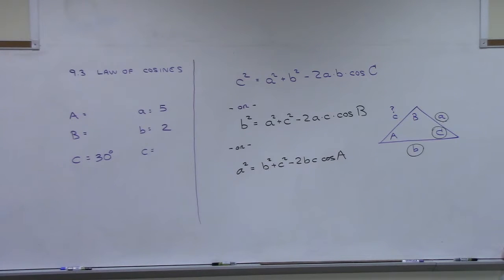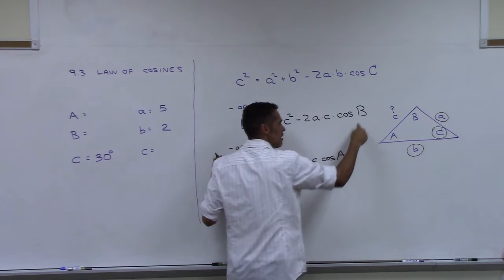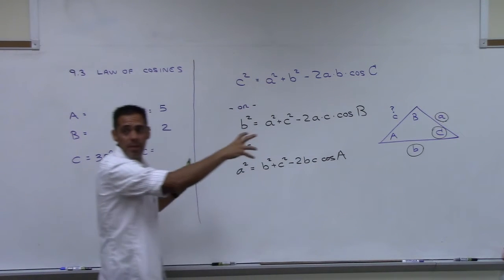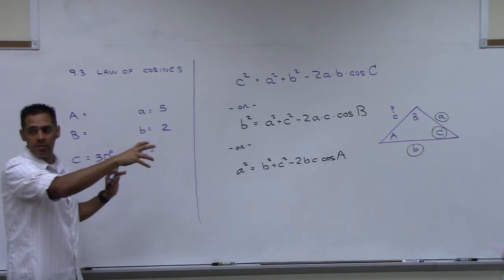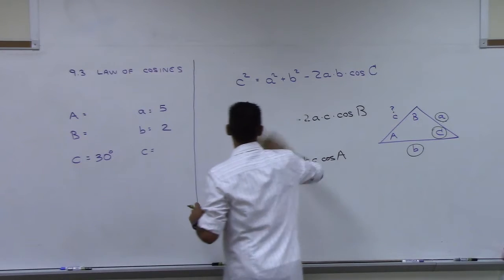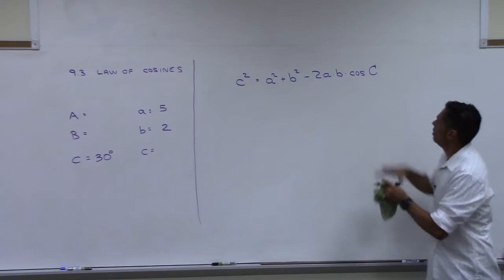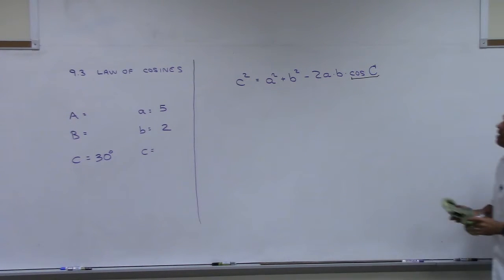However, I would like for us to do this instead. Sometimes we want to solve for capital C, capital B, or capital A, and we want to use these formulas. So watch what I'm going to do. I'm only going to do it to one of these formulas. Let me go back to the original one, and solve this equation to get cosine C by itself. What would I do first?